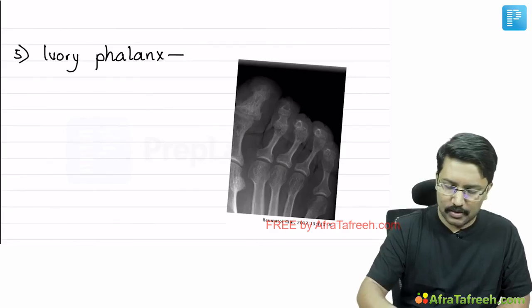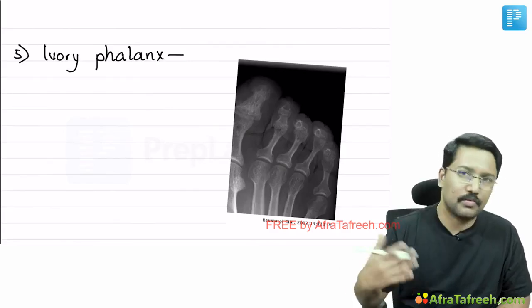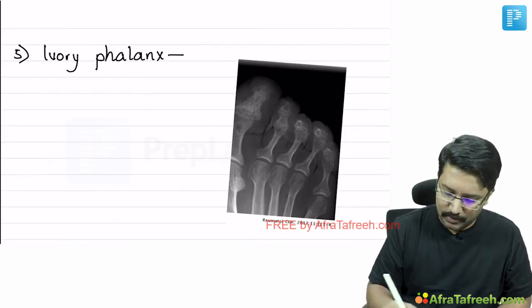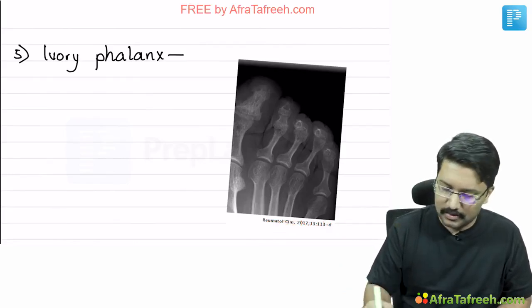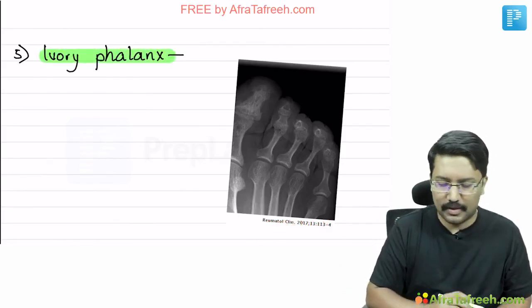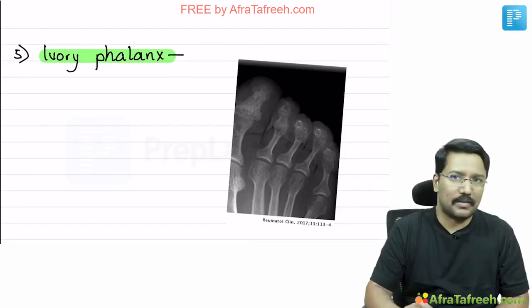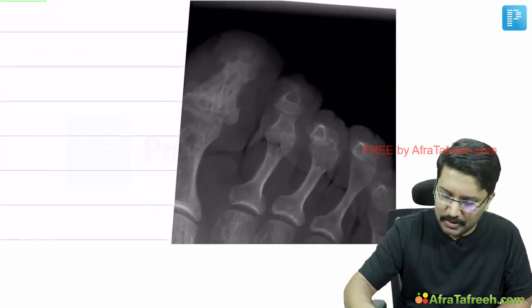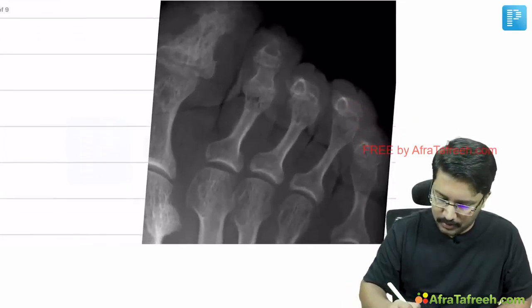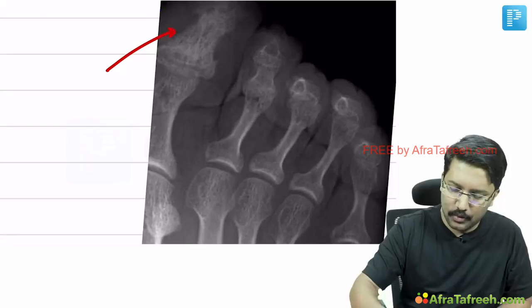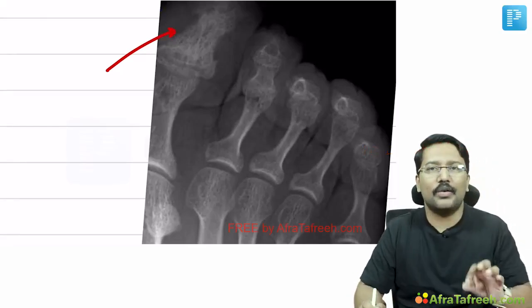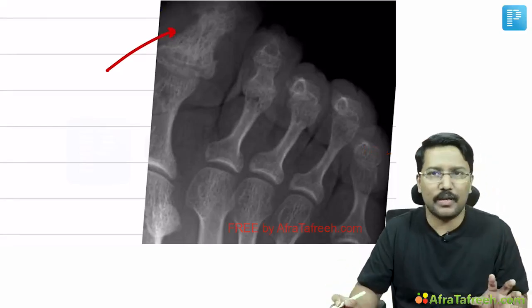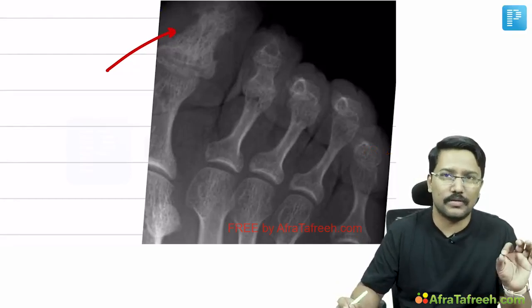So that is about radiological manifestation. What else we see? We see something characteristic of psoriatic arthritis, that is ivory phalanx. Okay, what is that? Obviously, we are talking about phalanx, so it has to do something with phalanx. You can appreciate that in this X-ray. If you look here, you might notice that it looks like ivory.